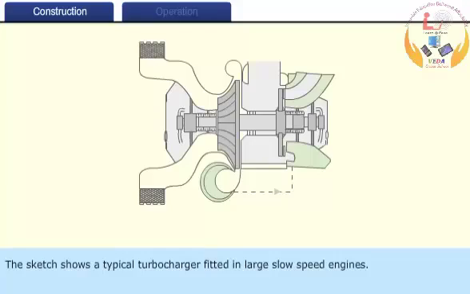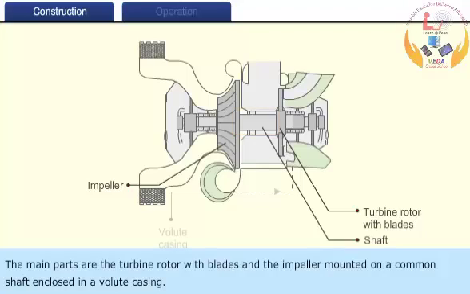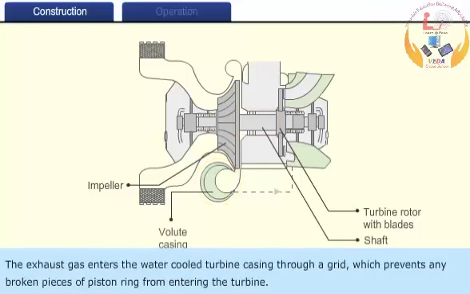The sketch shows a typical turbocharger fitted in large slow-speed engines. The main parts are the turbine rotor with blades and the impeller mounted on a common shaft enclosed in a volute casing. The exhaust gas enters the water-cooled turbine casing through a grid which prevents any broken pieces of piston ring from entering the turbine.